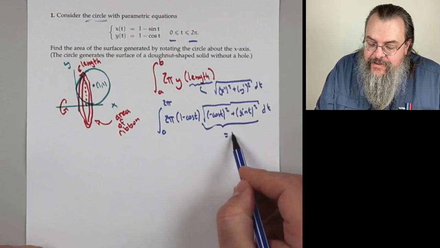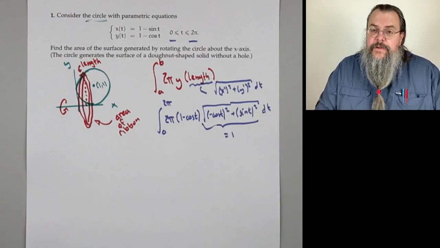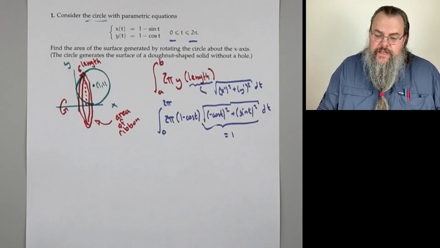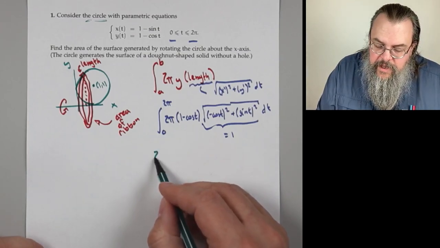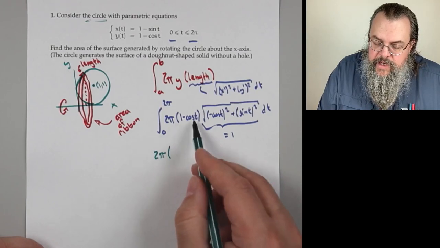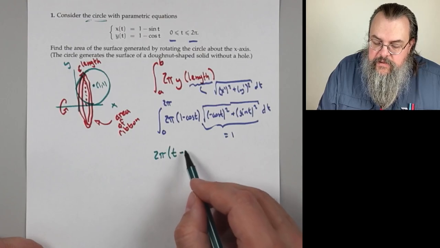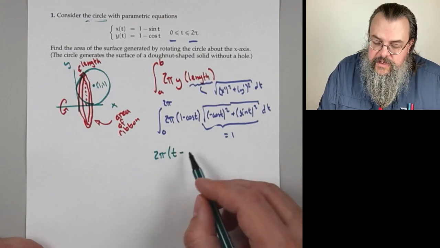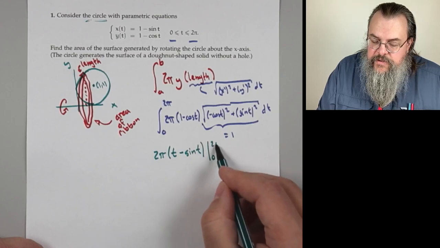Okay, that's great. Which means this is a lovely integral. Everything's nice. So we say, okay, let's just go through and integrate. We have our constant, 2 pi. The integral of 1 minus cosine t will be t minus, and of course the integral of cosine is sine. Evaluate from 0 to 2 pi.